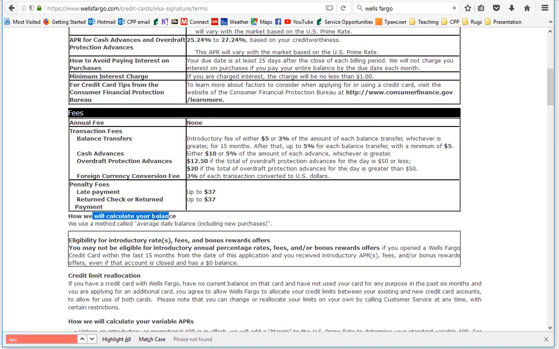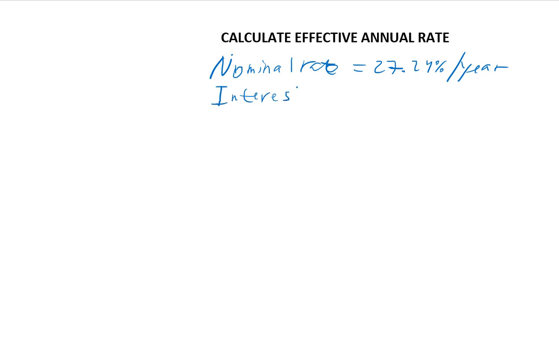Now, how will we calculate your balance? Average daily balance is the method that Wells Fargo uses. This tells us that the interest compounded every day. Okay, so what did we have? We had the nominal rate of 27.24% per year. So we are basically assuming the worst case scenario, right? 27.24% per year. And we know that the interest compounds daily. So how many days is it in a year? 365 times per year. Okay?